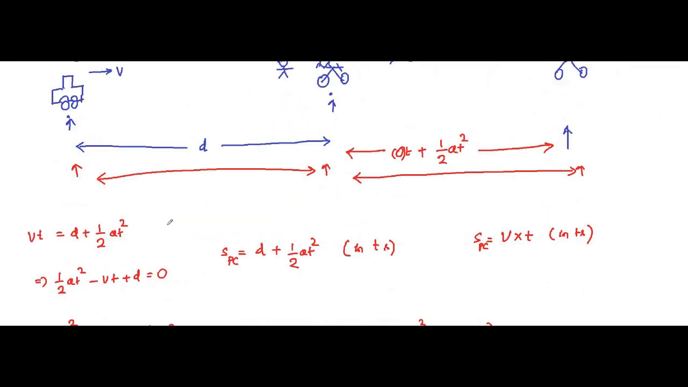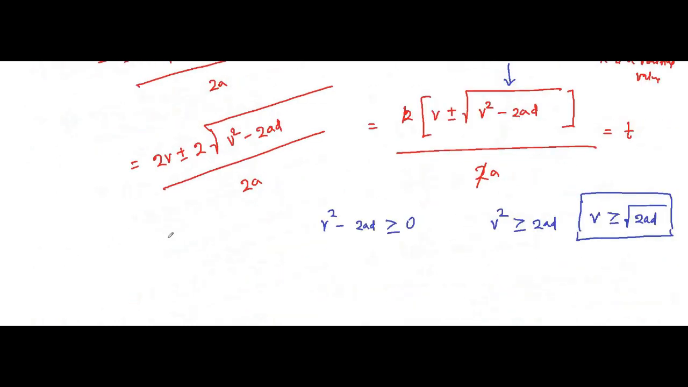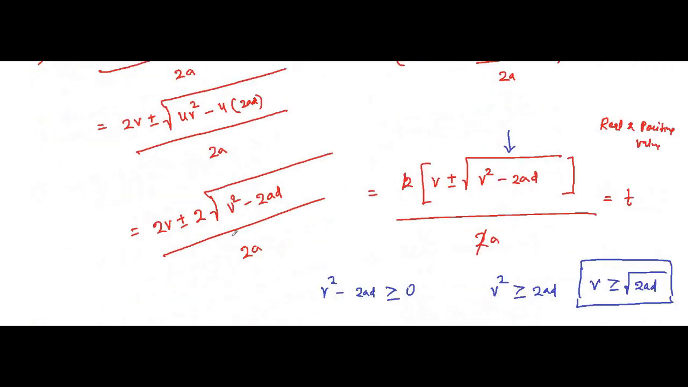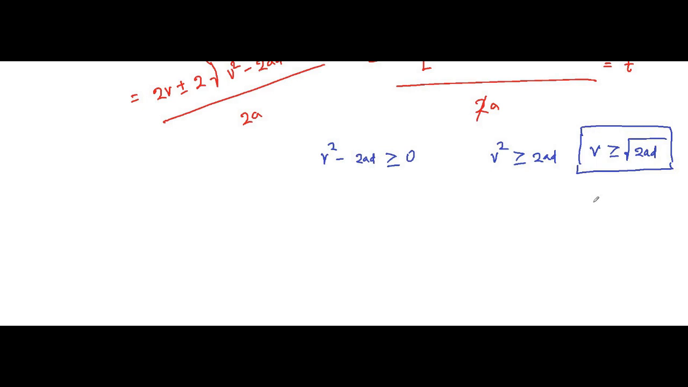So here we just convert it into a quadratic equation. Vt is equal to d plus 1/2 at square, and then we used the basic quadratic equation formula to get at this result.